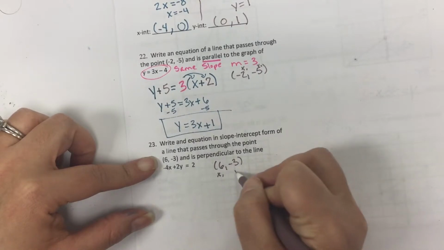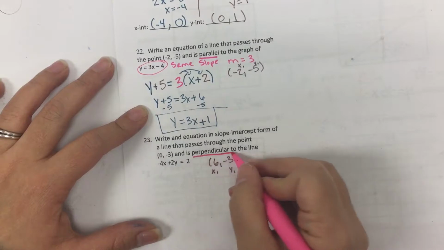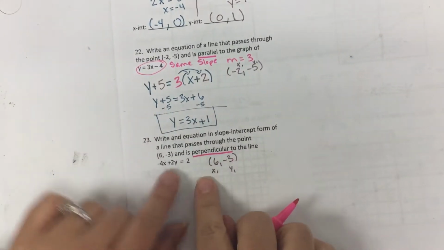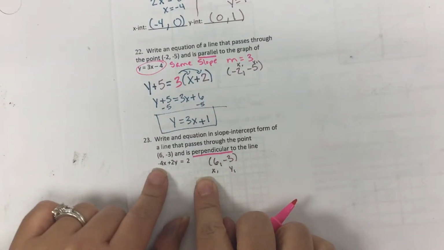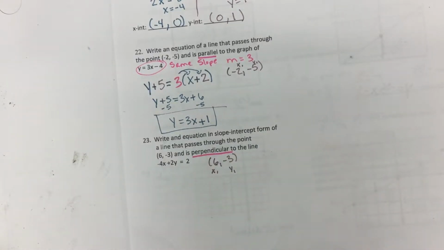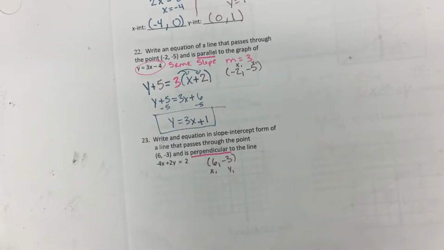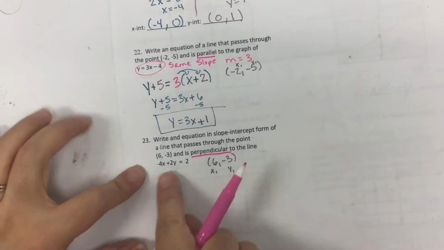This is our x1 and our y1. And it is perpendicular to the line. Now we also have, I don't see my slope right away. This is in standard form, so we have to do a little bit of work here. First thing I'm going to have to do to get my slope is find the original slope. So first thing I'm going to have to do is solve for y.